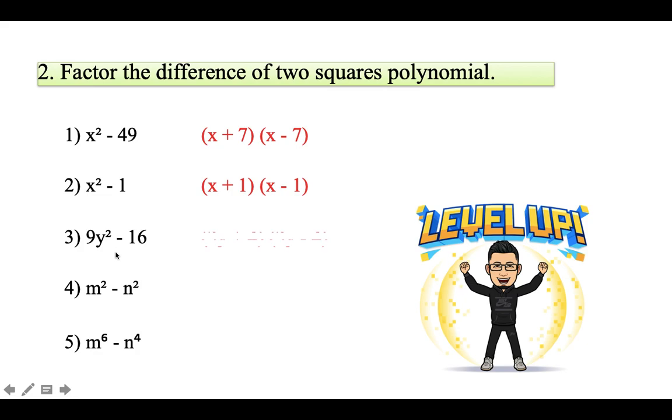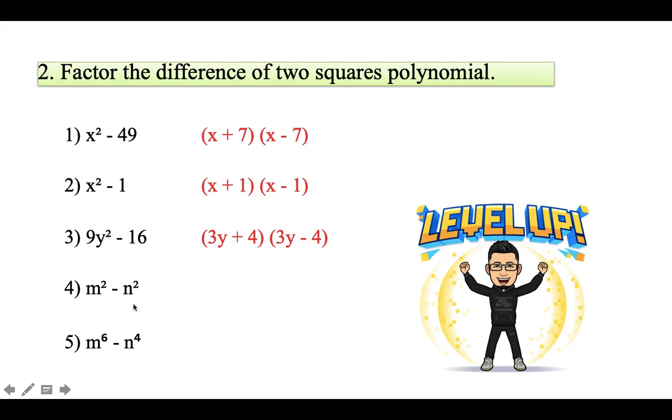In given number 3, start with the numerical coefficient. The square root of 9 is 3. The square root of y squared is y. Then the square root of 16 is 4, and you will get 3y plus 4 times quantity 3y minus 4.